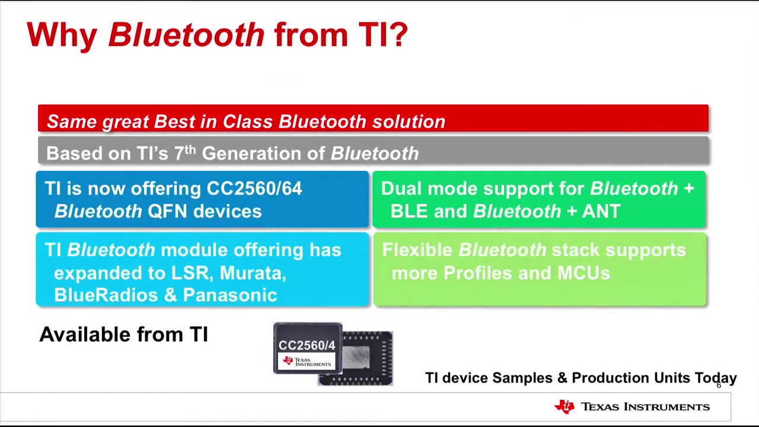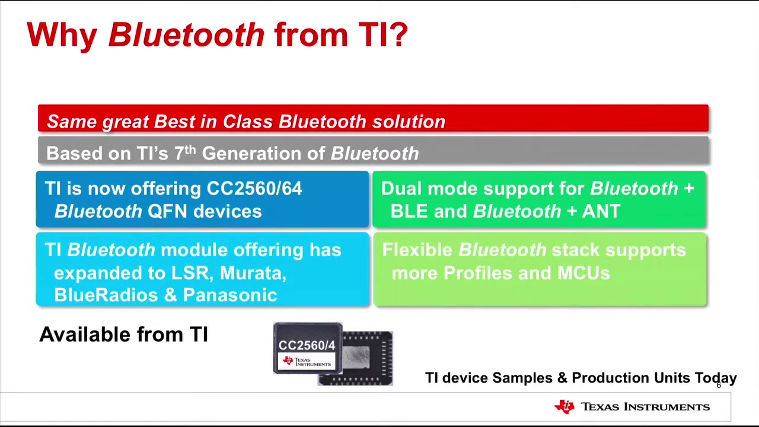All right, so why Bluetooth from TI? One of the biggest things is the best-in-class performance. We see that a lot with the receive sensitivity and the transmit power that we have with our solutions, coming from the 7th generation that we've been doing Bluetooth. We didn't just wake up and say, hey, let's go do Bluetooth, because a lot of people are doing that. So we've had a lot of experience with it, getting the performance up there and making it differentiated. We're offering it in a device as well as with third-party modules. TI has a QFN Package device that's available, and then there's several certified modules that are available from partners such as LSR, Murata, and others.